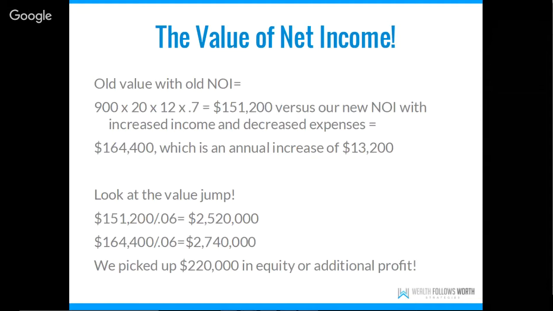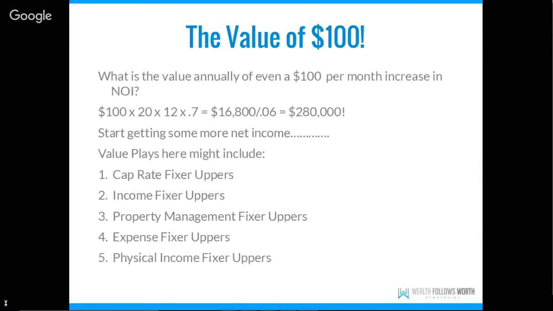So man, gosh, and we're not talking about a big number there, guys. $50 a month in rents and $20 a month in net expenses decreases. That's almost $250,000 in equity or additional profit on a simple 20-plex. So imagine if you had 100 units or a portfolio of a larger size. One of the things that we do is we're constantly looking for ways of increasing income and decreasing expenses.